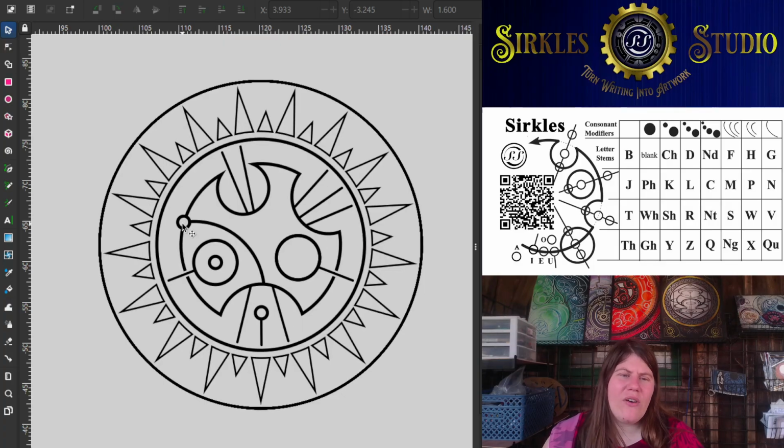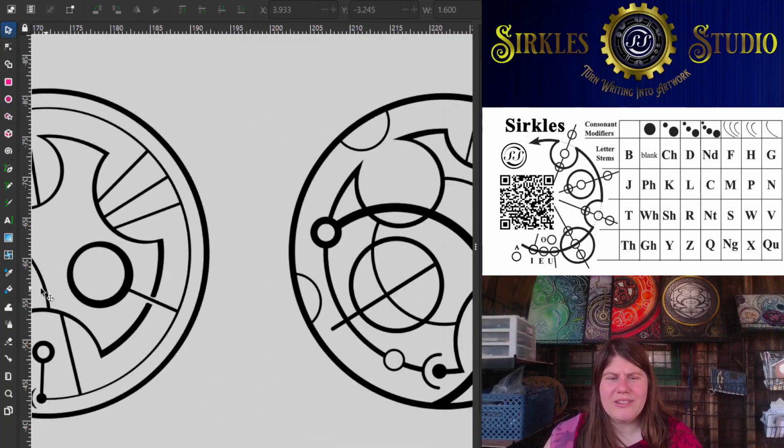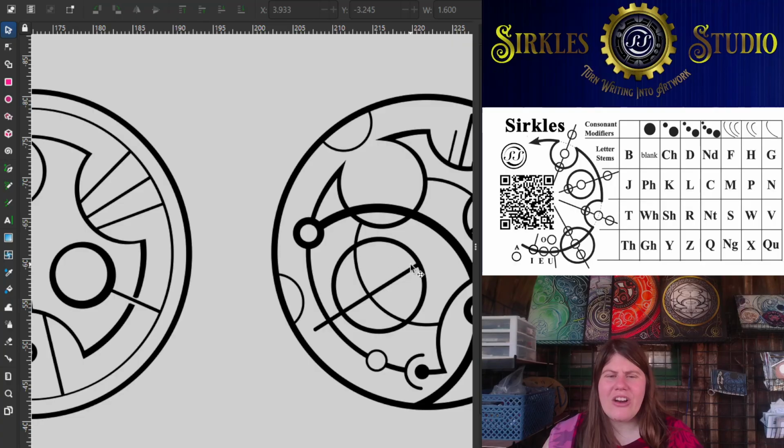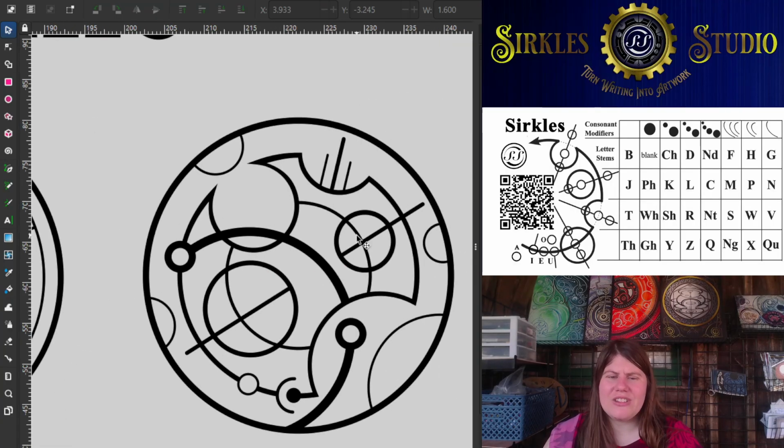Our I is a little vowel with a line going inward, so opposite of the U. Here's our I on this one. Here's our I on this one. And then our N is a full circle with one line on it, just like that one. And then an E is centered right on the line of the word circle.